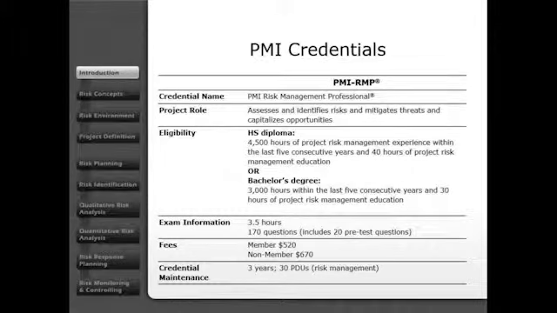You find out immediately after you've completed the exam whether or not you've passed or whether you failed. They'll let you know right on the screen. And then you will also receive a printed score report. Fees, again, for a member is $520. If you are a non-PMI member, it is $670.